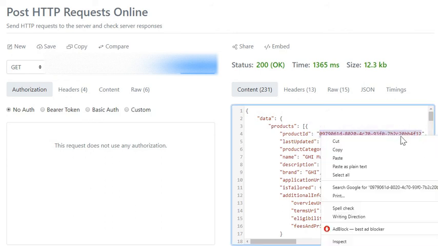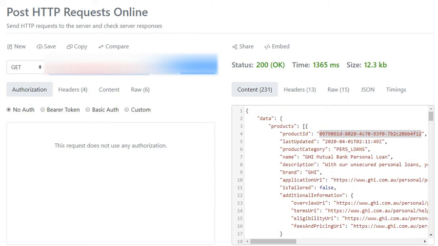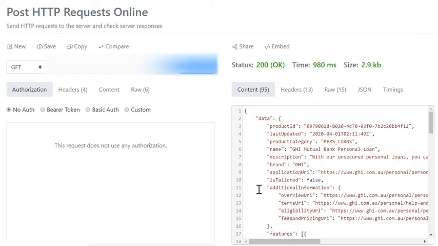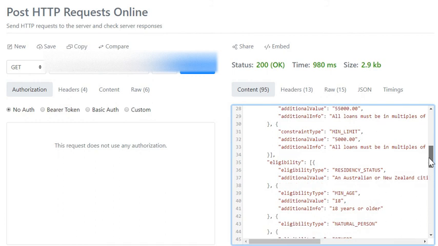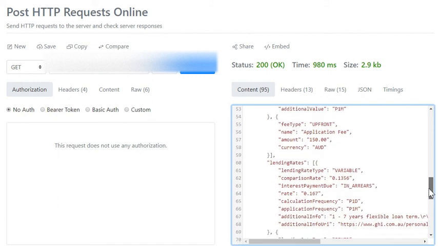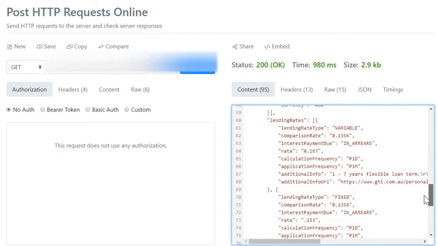I'm going to take its product ID, and as you're supposed to be able to use the CDR APIs, I'm just going to look at that product. So I'm looking at this very specific product now. It's a personal loan, GHI Mutual Bank, our dummy tenant. And let's have a look at this product. It's got features, constraints, eligibility, fees, lending rates. Okay, so let's look at the lending rates. We've got a variable rate of 16.7. We've got a fixed rate of 15.3.